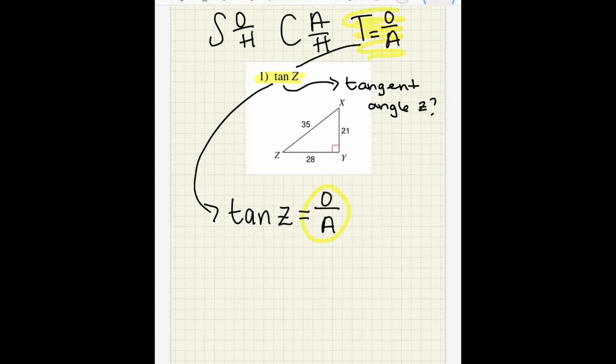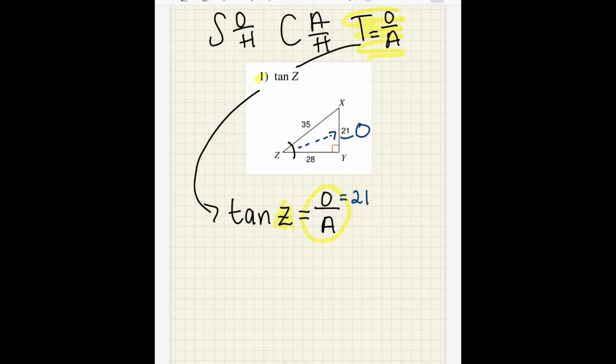Now, the only other thing that you have to do is basically just figure out, well, what's the opposite and what's the adjacent, okay? Since we're talking about angle Z, we're going to label this triangle in terms of angle Z, right? Now we're specifically looking for the opposite and the adjacent. So right off the bat, if I'm looking at angle Z, the opposite will be, well, this, right? 21 is the opposite. So we already know that the opposite is going to equal 21. But now we have to look for the adjacent.